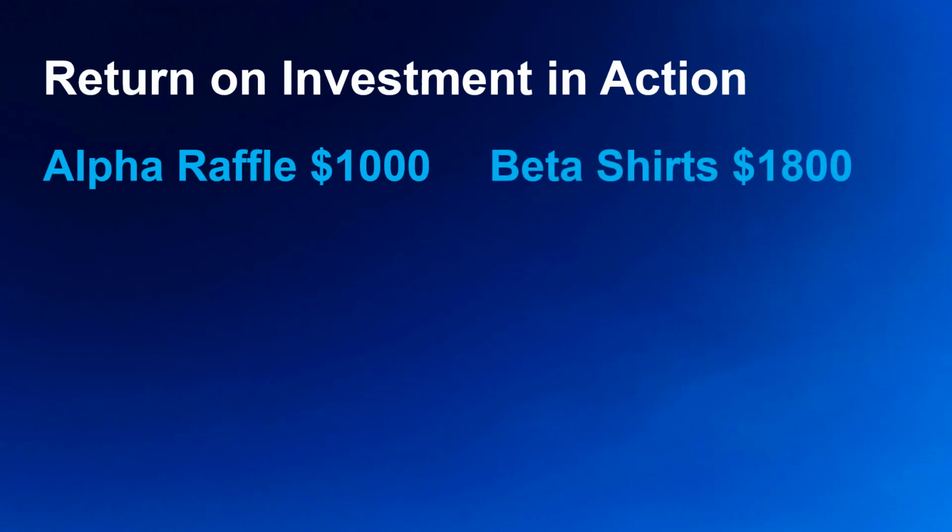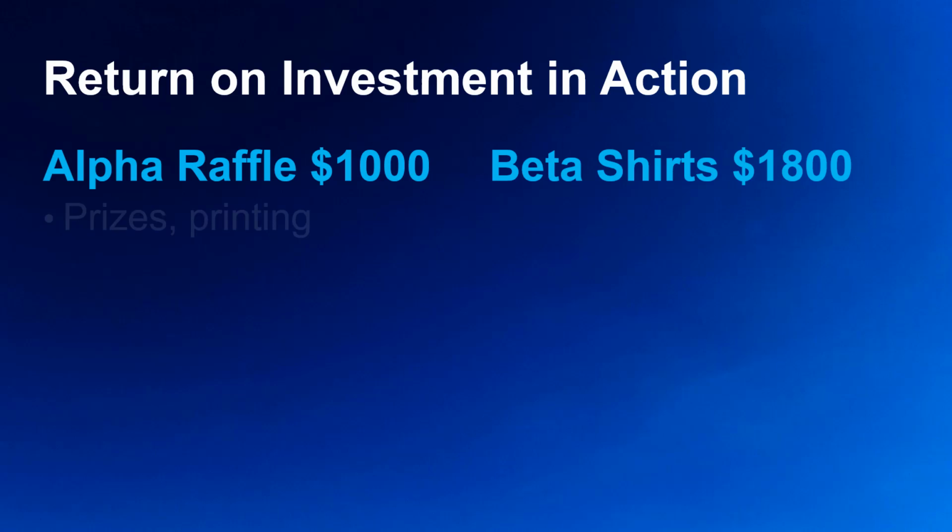Pretend you are the president of the Parent-Teacher Association for your son's school. Last year, the PTA ran a fundraiser. They asked for ideas on fundraisers, and 2 options came back. The Alpha Project, they wanted $1,000 to run a raffle, and the Beta Project, they wanted $1,800 to print and sell T-shirts. This year, you want to focus on the most profitable of these 2 options.